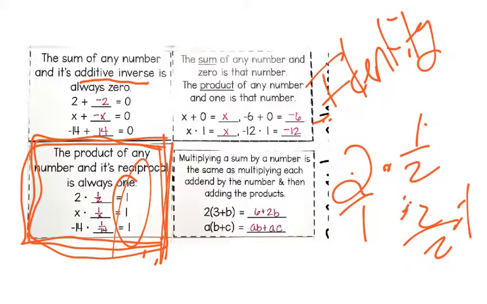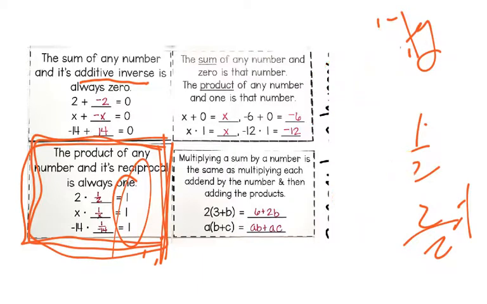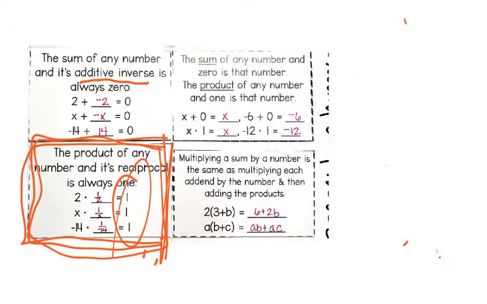All right, multiplying a sum by a number is the same as multiplying each addend by that number and then adding the products together. All right, guys, this is what we call distributive property. We're going to do a couple more examples on that one coming up. So if I have 2 times 3, I'm going to get 6, right? And then 2 times b is 2b. That is where I distribute my 2 to each term inside those parentheses. Same with a. a times b is ab. a times c is ac. I keep my addition sign. That's distributive property.